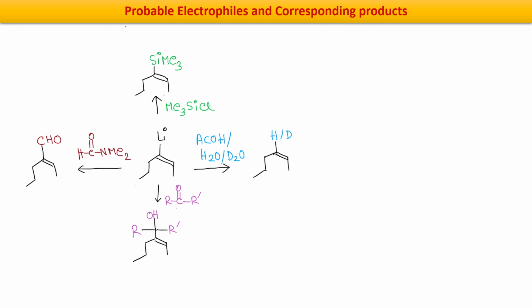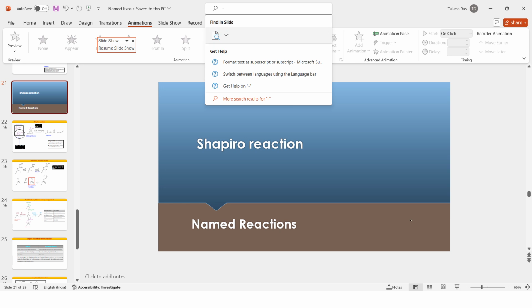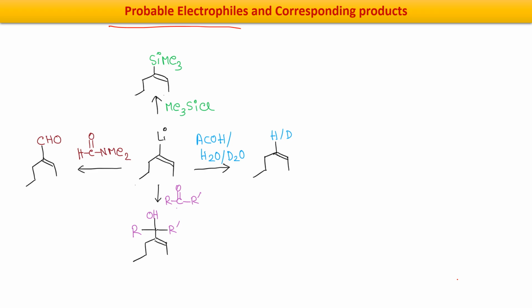Now what are the probable electrophiles and the corresponding products? So here we have, this is the vinyl lithium, remember. From this vinyl lithium, depending on what type of electrophile you are using, here we have taken DMF. Then if you are taking some acidic proton containing compound, that is acetic acid, H2O, D2O, we have H or D. Then if you take Me3SiCl, then the electrophile that will be inserted is SiMe3. So this part is the electrophile, this part is the electrophile. As a whole, it is the source of electrophile, but E plus is HCO or Me3Si.